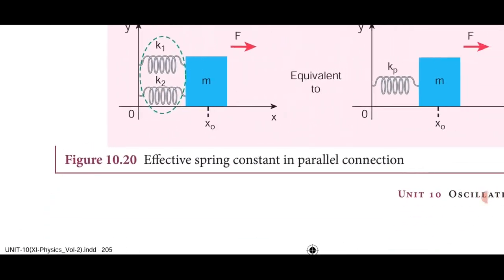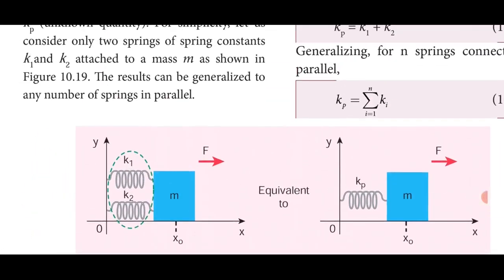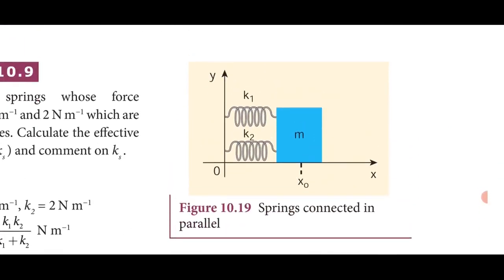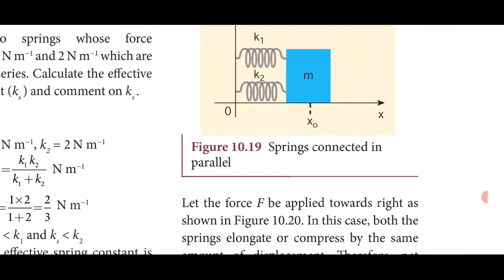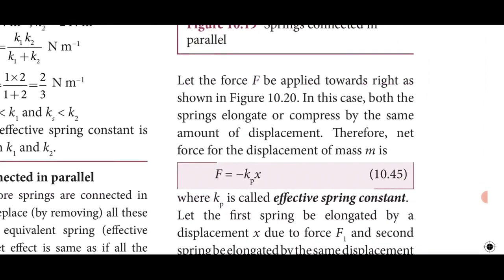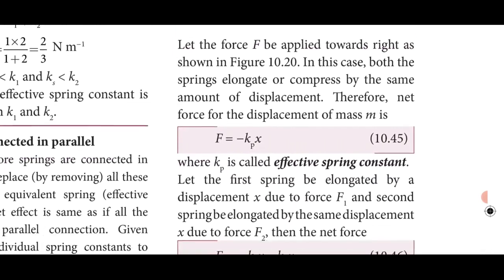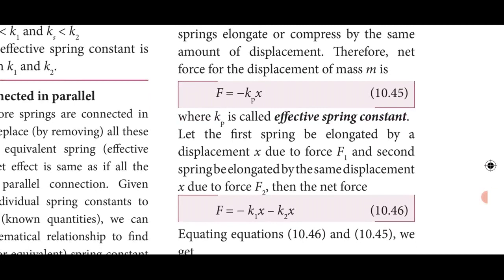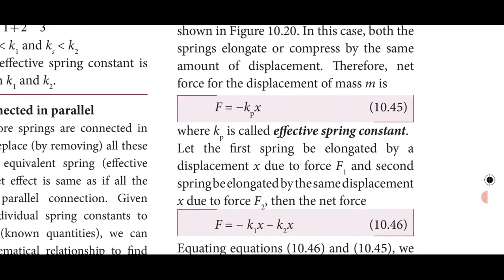We will find out the general net effect for that. See here, this is the diagram of the parallel connection, with the load and the two springs connected. Here also we apply the force towards the right, and both springs elongate or compress by the same amount of displacement. In series, the elongation was different in different springs, but here the elongation or compression is the same in both springs.